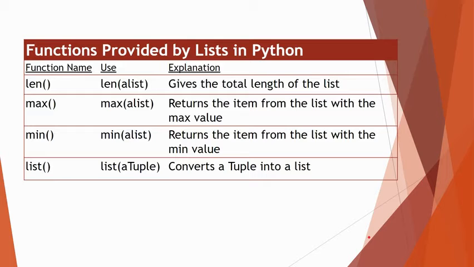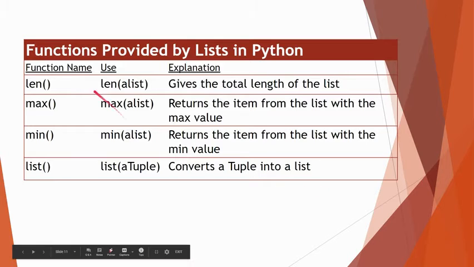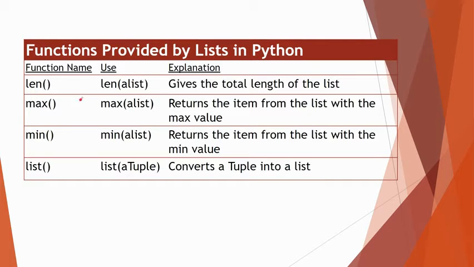Here are a few other functions you can use with lists. To get the number of elements in the list, you can use the length command. It gives you the length or the number of elements. To get the largest element, you could use the max command. The smallest element, you would use the min command. If you have a tuple and you want to turn it into a list, you could simply say list and put the tuple name inside parentheses.